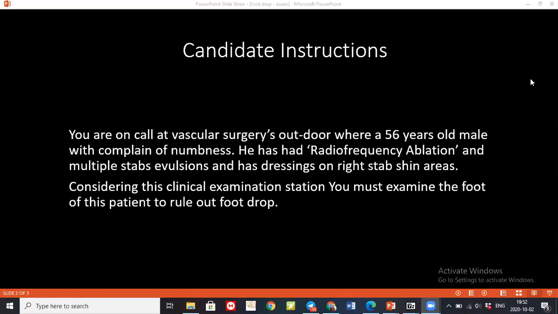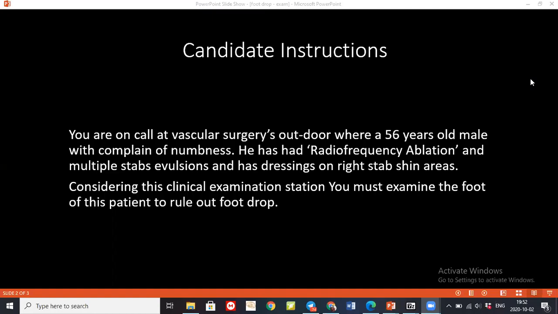And then I will look at the lower limb, and I will see for any wasting of the muscles, particularly in the anterior part and in the lateral part of the leg. And also towards the back of the leg, I will inspect it for any changes, any muscle wasting or any swelling, scars or any deformities. And as it's already told, the patient has stab avulsions on his shin. So I will note that. And then I will come to the palpation.